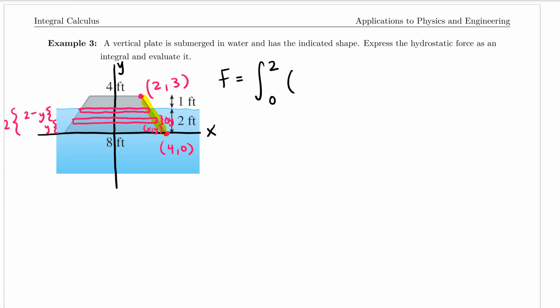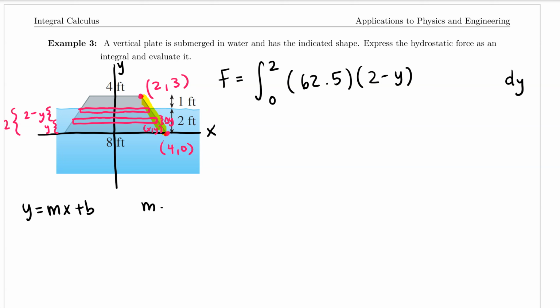Now, we're in the US customary system, so I'm going to have this be the weight density of water, which is 62.5. Then I'm going to multiply by the depth, which is 2 minus y. Now we need to solve for the length, and let's remind ourselves that we are integrating with respect to y. So I want to find the equation of the line segment. It's of the form y equals mx plus b.